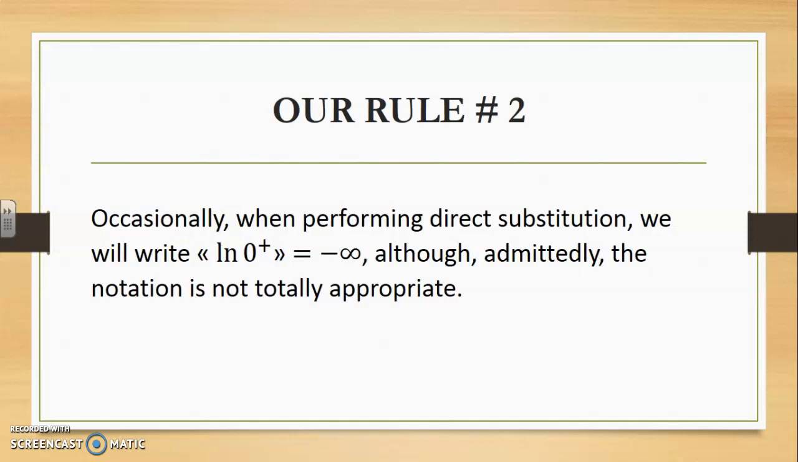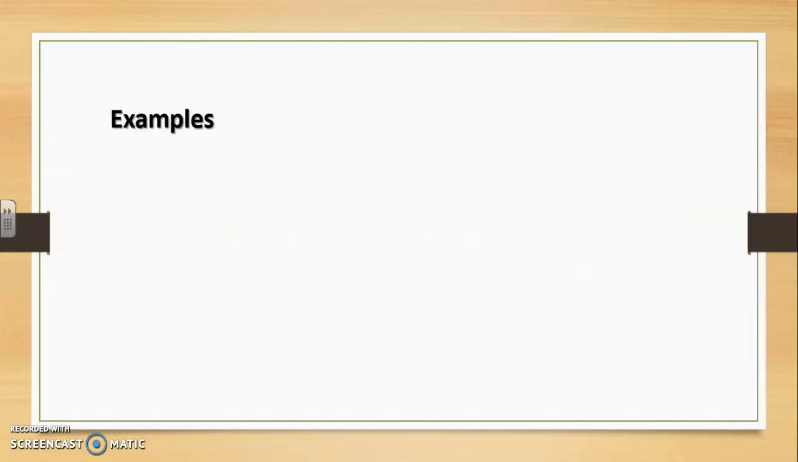Occasionally, when we perform direct substitution, we will write "ln of 0 plus" to be equal to minus infinity, although, admittedly, the notation is not totally appropriate. This is why I'm using quotations. So this will be an agreement between you and I, and hence the term our rule. Here are a few examples that we can examine together.